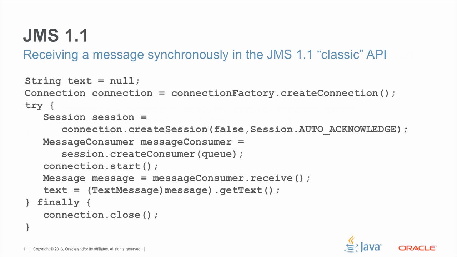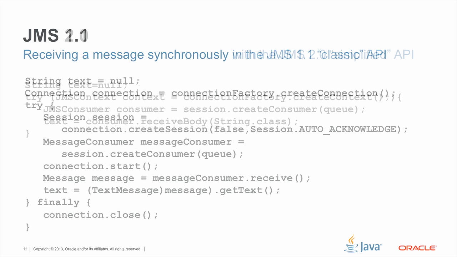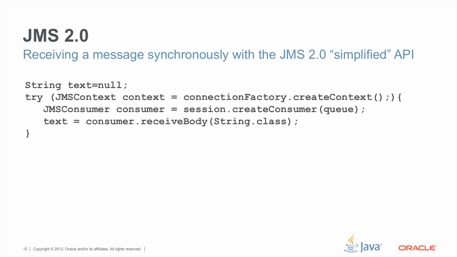When you've got the message, you then cast it to a text message, and then call the getTextMessage to extract the text. And then finally, we close the connection. Now let's look at how you do the same thing using the JMS 2.0 simplified API. As you can see, there's a lot less code.